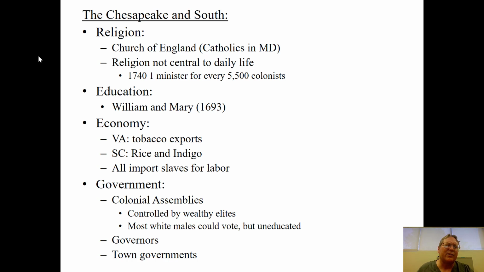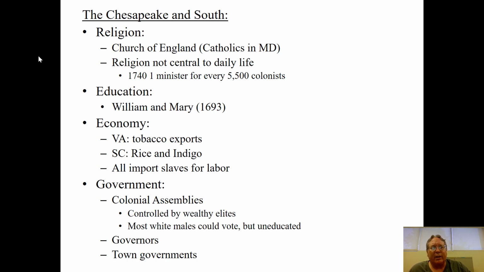And we can see it in some factoids. Remember, I told you in 1740, there's one minister or religious leader in New England for about every 700 people or so. So fewer and fewer people are going to church, or if they do go, they don't go that regularly anymore. We can see religion on the downswing in New England. But here in the southern colonies, it's even less important. There's one minister for about every 5,000 people.